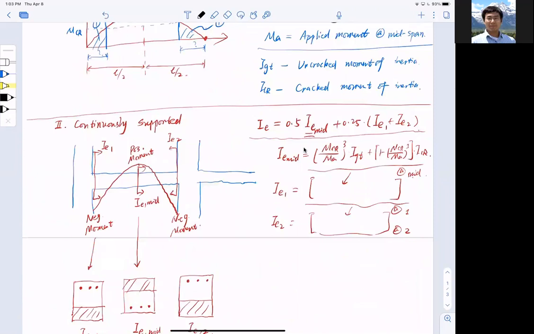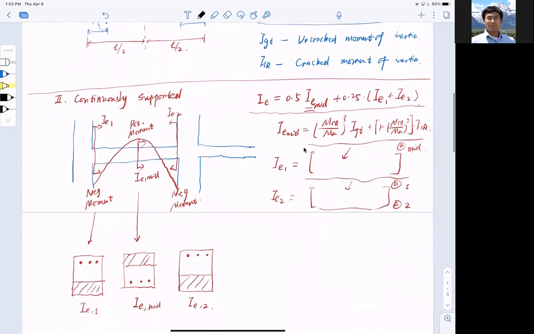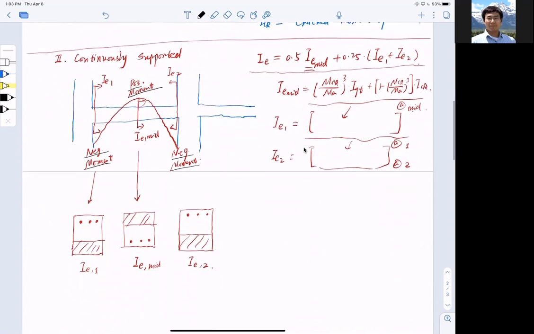Then we talked about continuously supported conditions. One thing I want you to pay attention to is that with continuous support, we have both positive bending moment and negative bending moment, so the section is a little different. For the positive moment, in the middle span, we have compression at the top and the bars at the bottom take care of the tension. For the end support, the negative moment scenario, the compression is at the bottom and the tension is at the top. They're quite different.